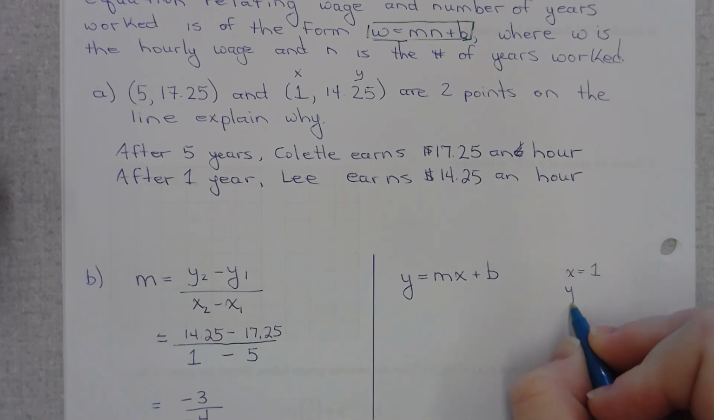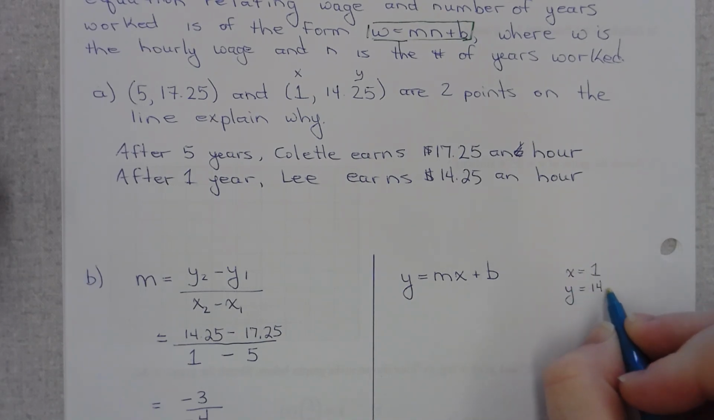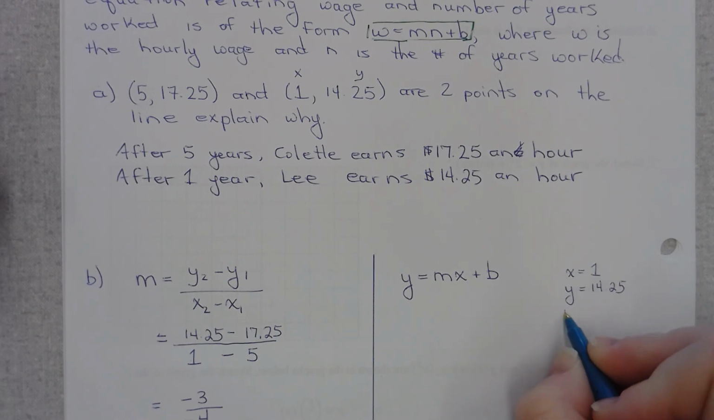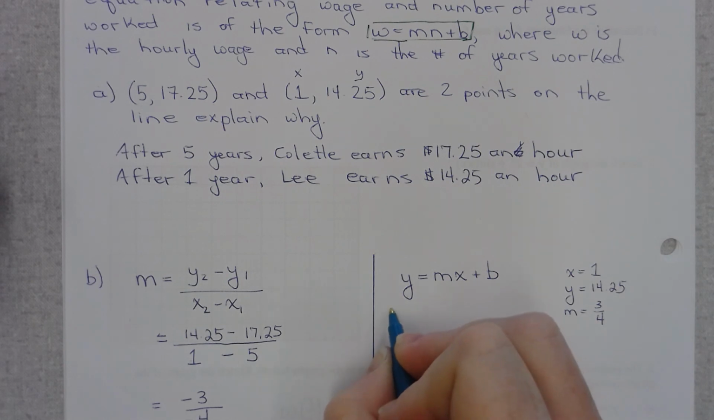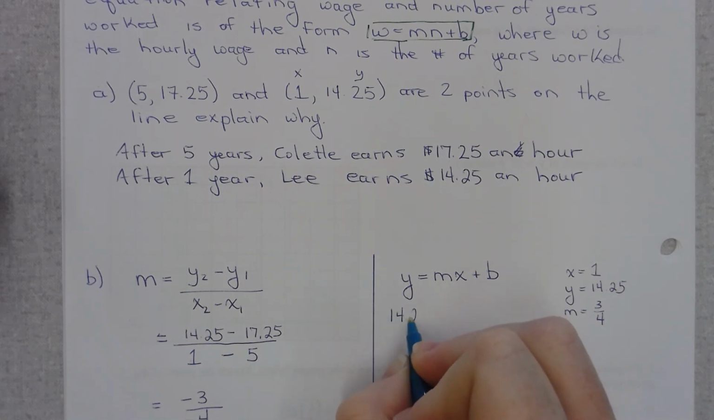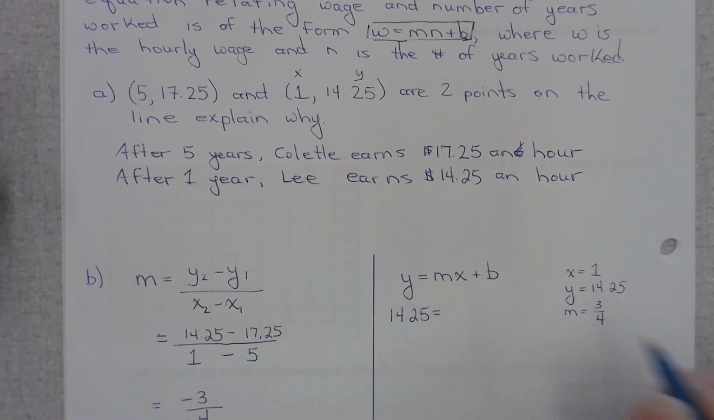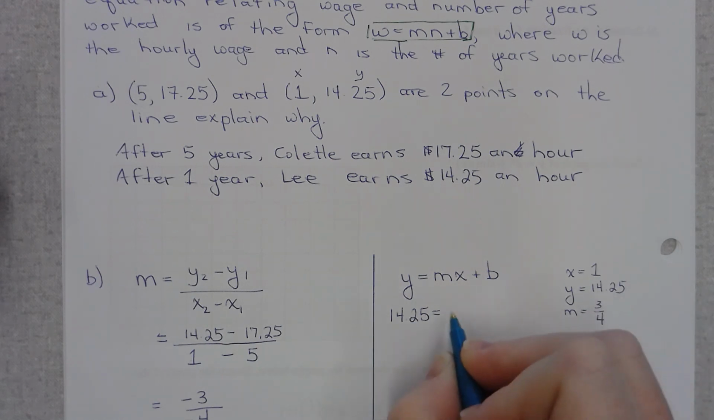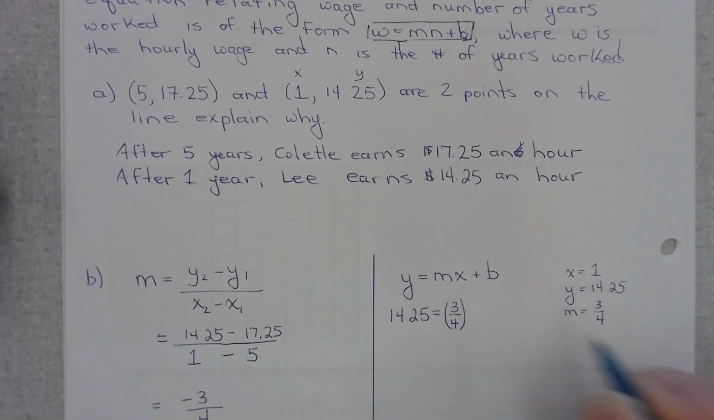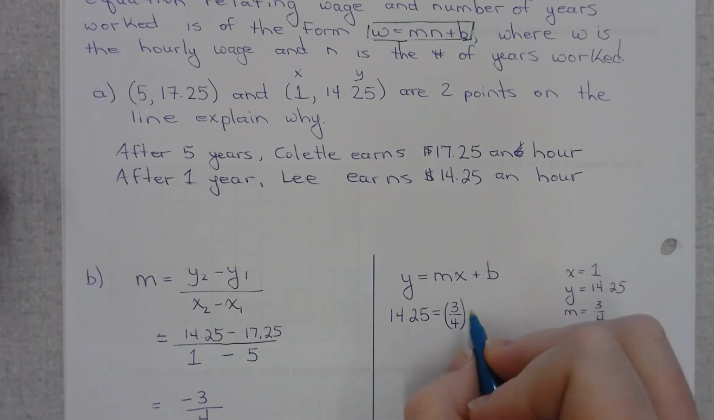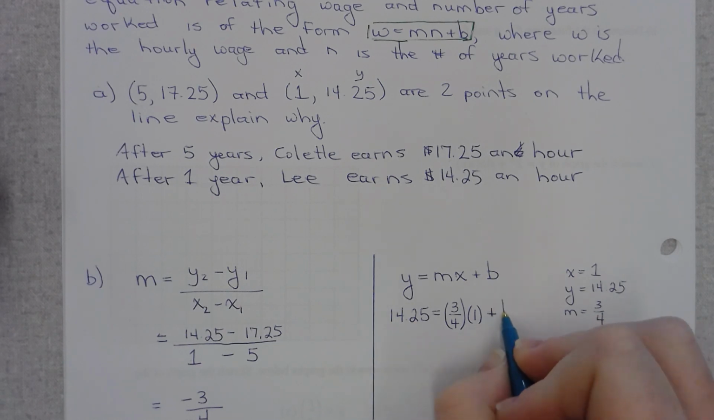I know that y is equal to $14.25, and I know that m is equal to 3/4. So I'm going to replace all of my variables with the numbers that I have. So y is 14.25, m is 3/4. Because it's a fraction, I'm putting it in brackets, times x, which is 1, and because it's a multiplication, I'm going to put that in brackets, plus b.